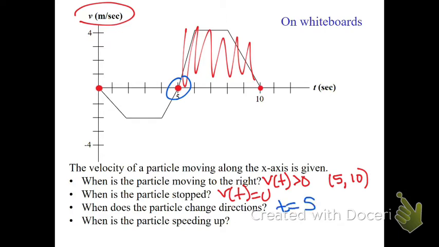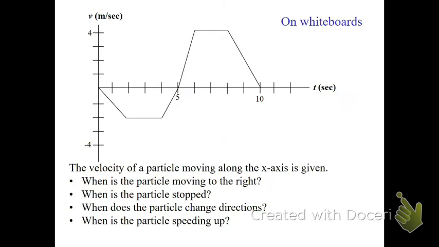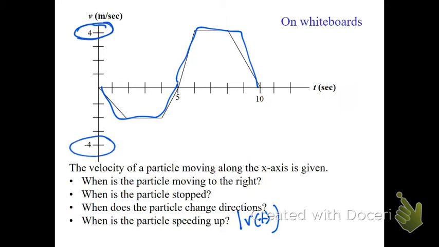Okay, speeding up and slowing down. Before I answer that one, let me do an overall review of what's going on in this picture, okay? So, remember, this is particle moving to the right. This is particle moving left, okay? Now, speed. Speed is the absolute value of velocity. So the speed here is 4. The velocity is also 4. But here the velocity is -4 and the speed is 4.